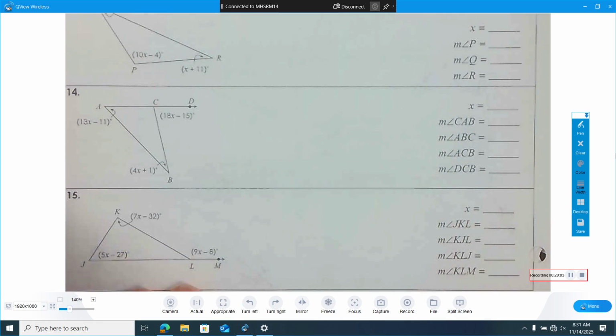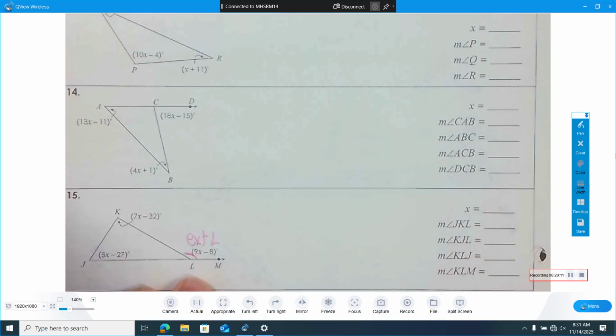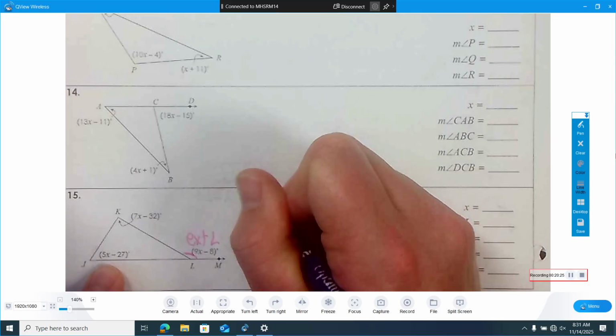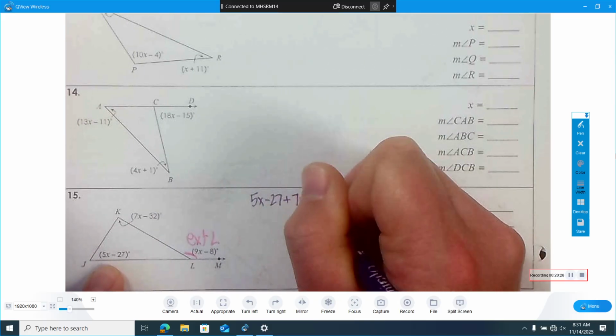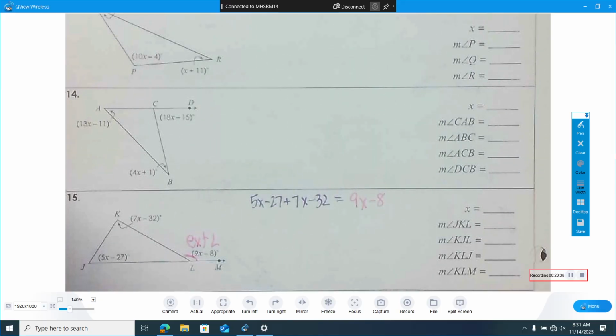So here on 15, what kind of angle is this angle right here? Exterior angle. So this is going to use the exterior angle theorem, which says what? The non-adjacent angles add up to be the exterior angle. Good. So 5x minus 27 plus 7x minus 32 equals 9x minus 8. So not 180. Be careful, okay? The exterior angle is the sum of the two non-adjacent interior angles.